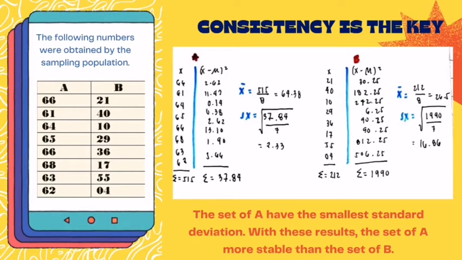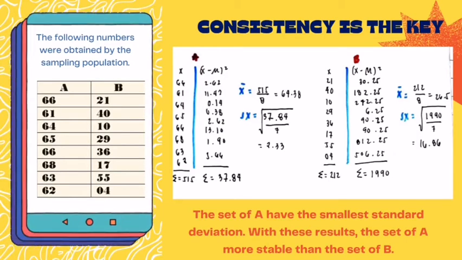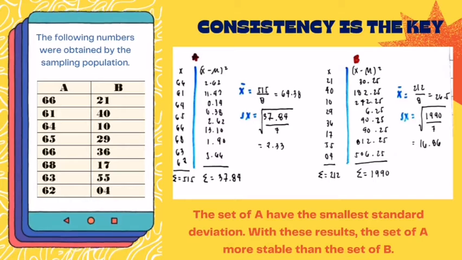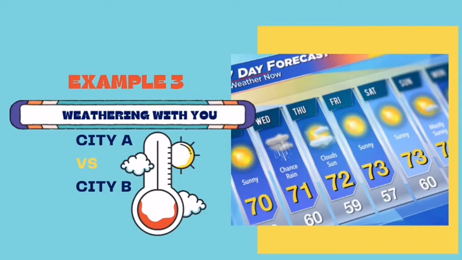So we can say that set A has a better standard deviation consistency than the standard deviation of set B. These are examples of the application of standard deviation, wherein the standard deviation can determine the consistency through comparison. This next example is based on a real-life example to show the importance of the dispersion of the values.